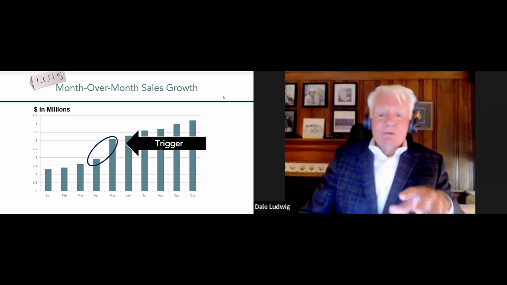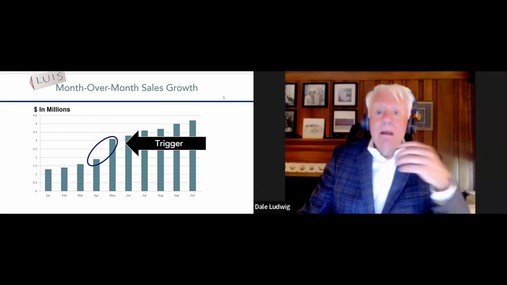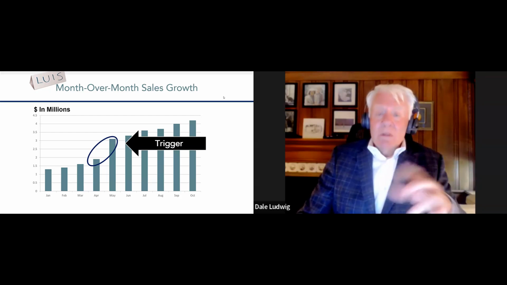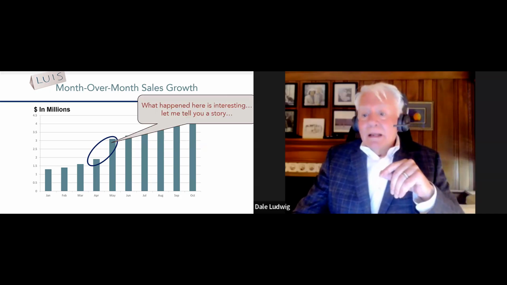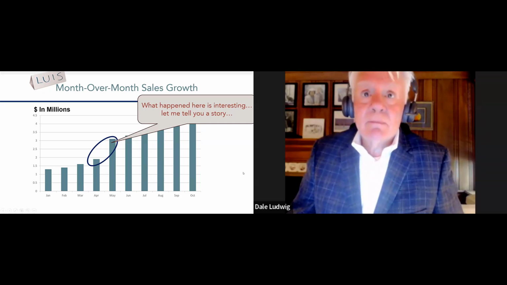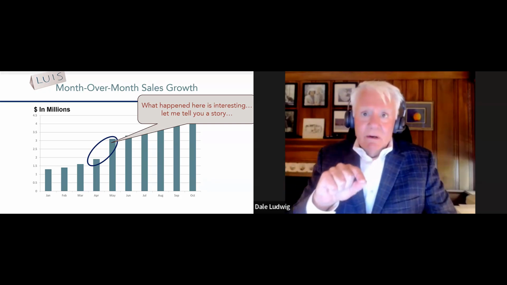You can also use a trigger to talk about what happened during a certain period of time to increase sales between April and May. That is a reminder for Lewis and for the people he's talking to as well. What happened here is interesting. Let me tell you a story. He may have forgotten to tell that story without that trigger.